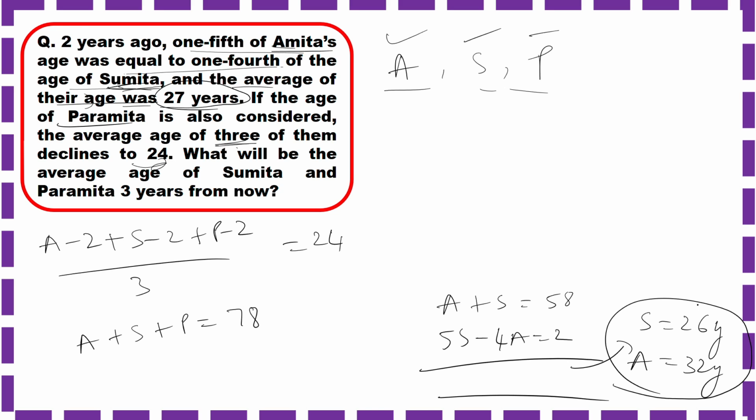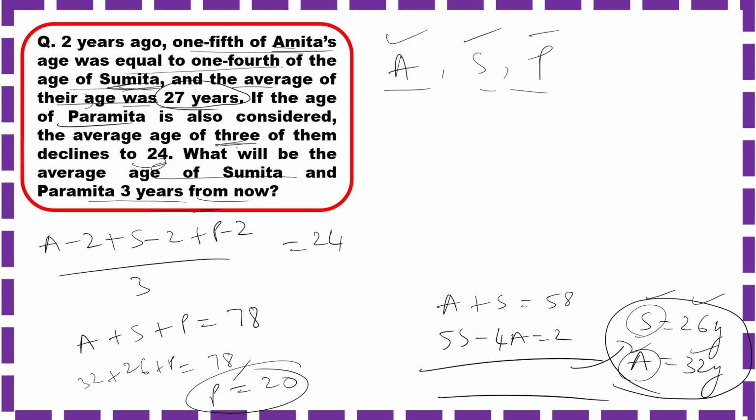Now we also have 26 years and 32 years as the ages of Sumita and Amita. Substitute here. So 26 plus 32 plus P is 78. So P's age is 20. Here we got the ages of S, A and P before 2 years, not the present age. But we are asked to find out the average age of Sumita and Paramita 3 years from now.